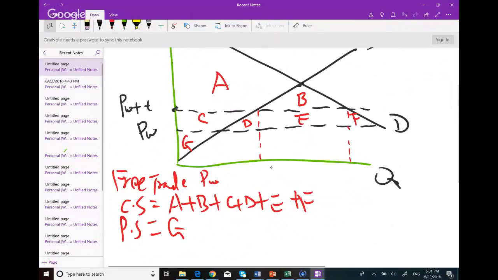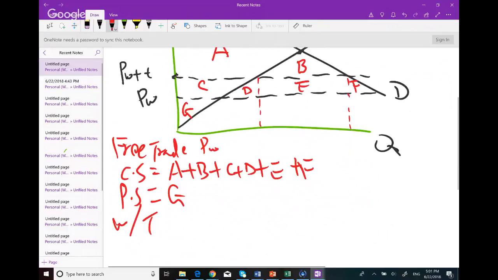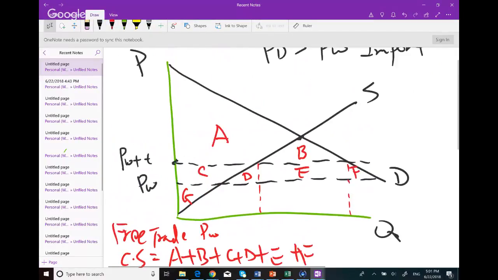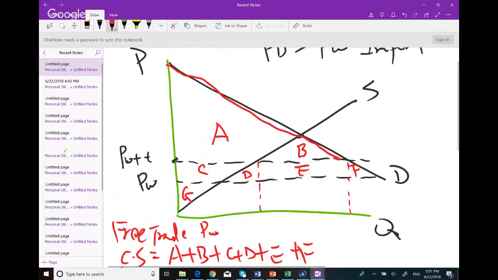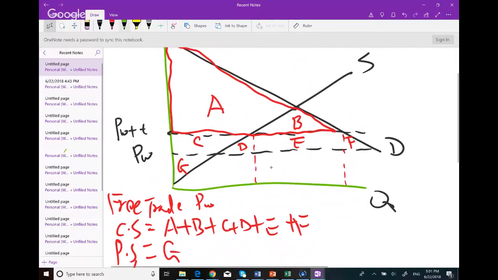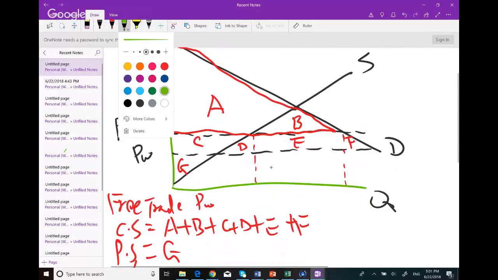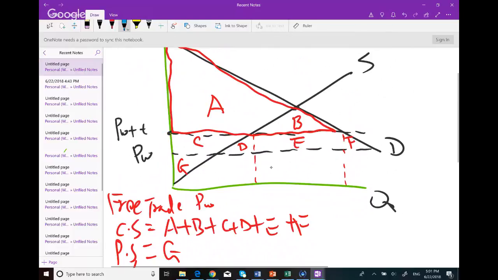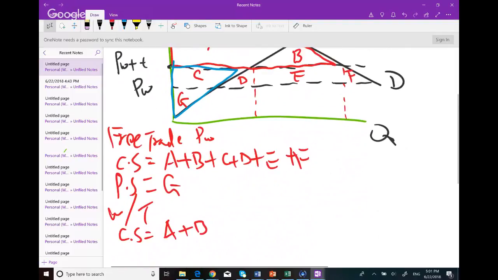Now with a tariff, your consumer surplus will be a little bit less because you're going to pay higher prices. So with a tariff, your consumer surplus will be areas A and B. This smaller triangle on top is your new consumer surplus. Now, producer surplus will be the area below, over here. So producer surplus is C and G.